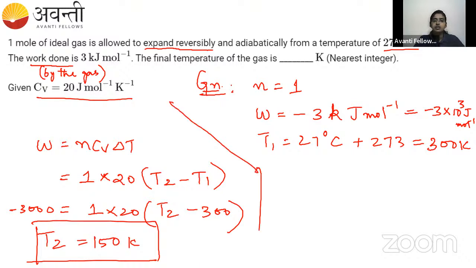So the final temperature of the gas is 150 Kelvin. Final temperature is 150. Okay, 150 is the answer. Now coming to the next question.